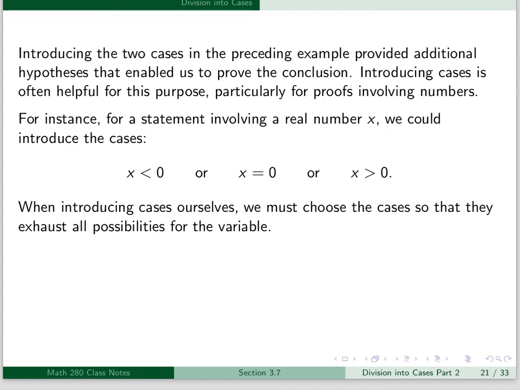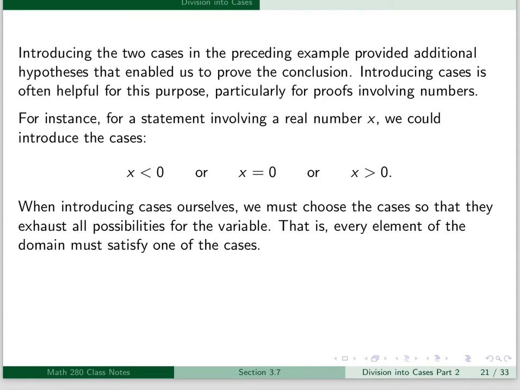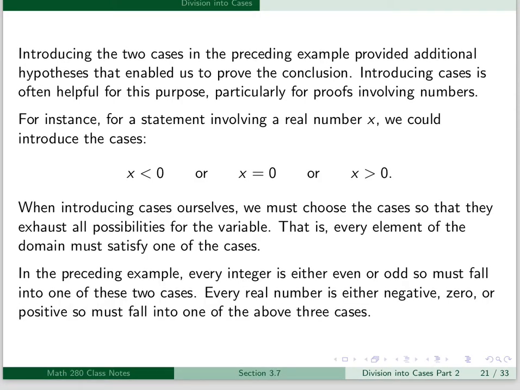Now, when introducing cases ourselves, we must choose the cases so that they exhaust all possibilities for the variable. That is, every element of the domain must satisfy one of the cases. In the preceding example, we know that every integer is either even or odd, so must fall into one of these two cases. Similarly, every real number is either negative, 0, or positive, so must fall into one of the above three cases.